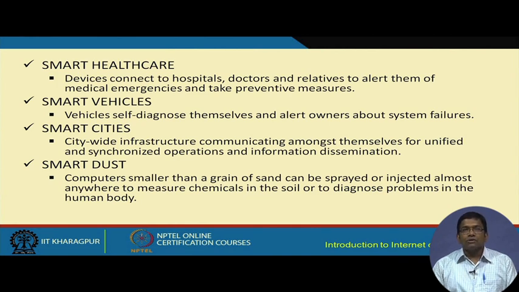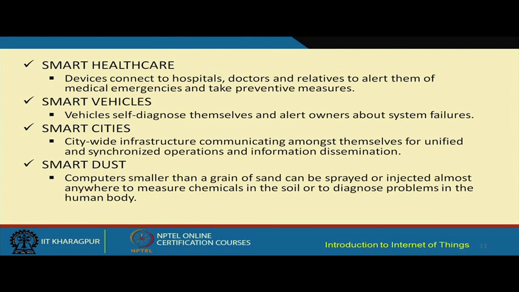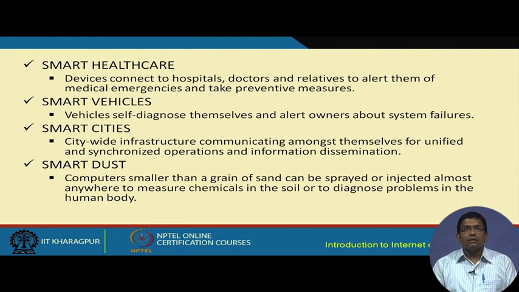And also the information dissemination, because all these different devices are typically fitted with sensors. So, these sensors are going to throw in a lot of data. So, dissemination of this particular data is very important. Handling of this particular data is very important in the context of smart cities. Smart dust is another thing, where computers that are smaller than a grain of sand can be sprayed or injected almost anywhere to measure chemicals in the soil or to diagnose problems in the human body.